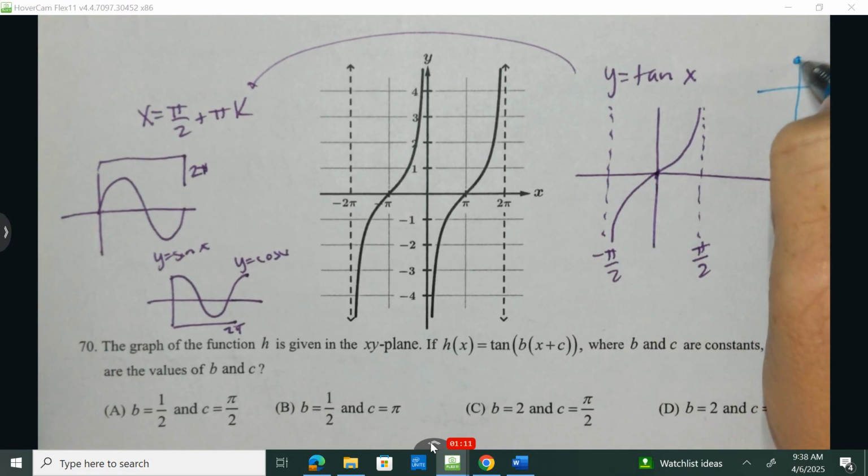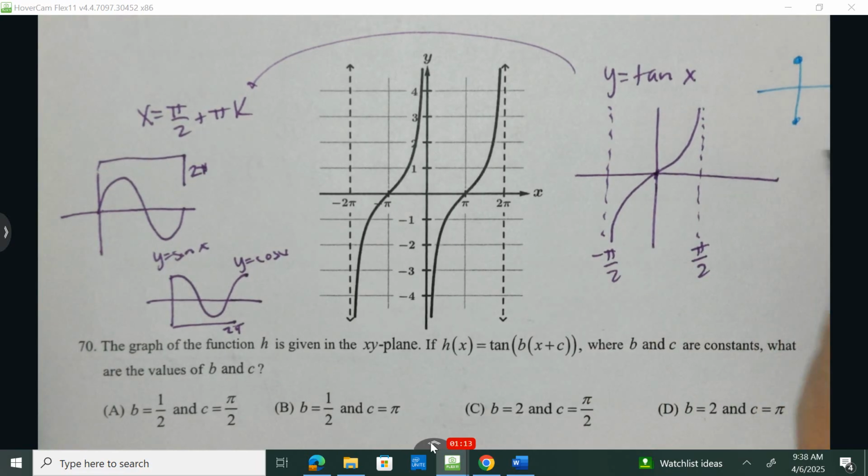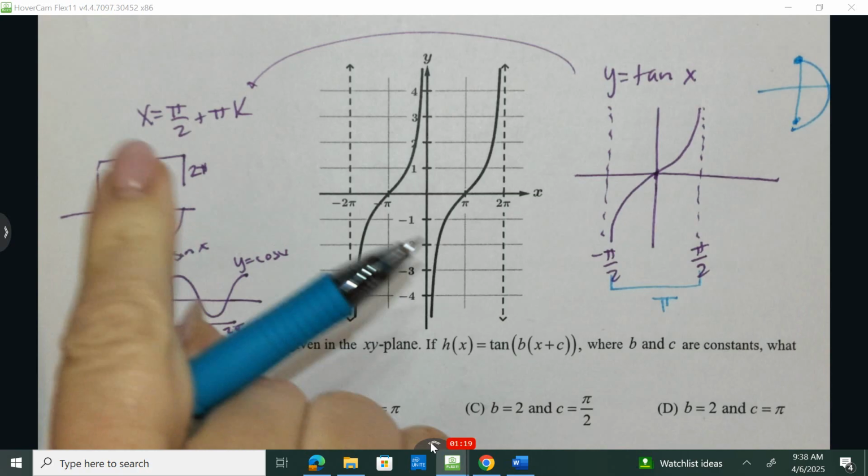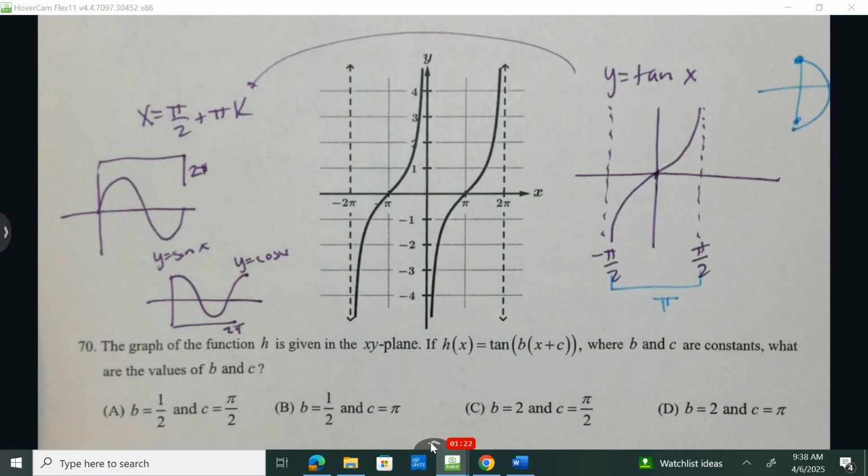Think about here is pi over 2 and here is negative pi over 2. This distance is half of a circle, or only pi. So again, sine and cosine, their parent function is 2 pi, not the case for tangent. So let's get started here.